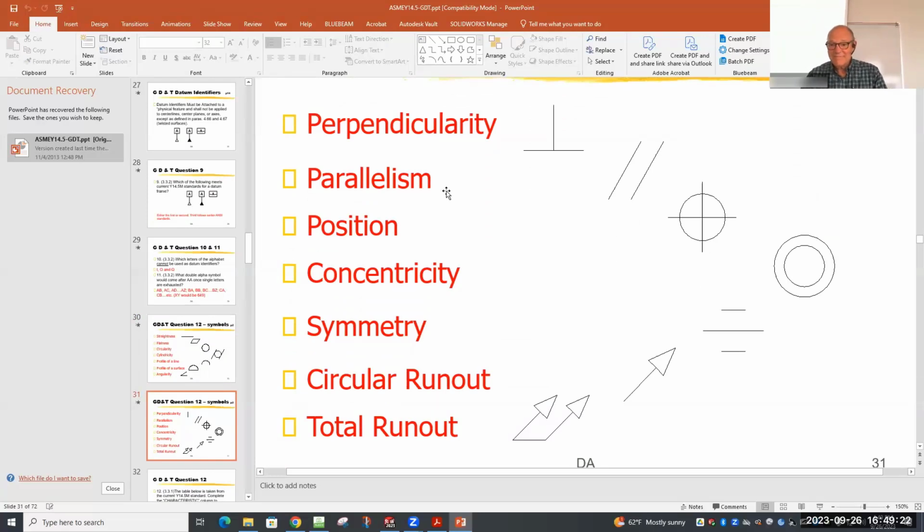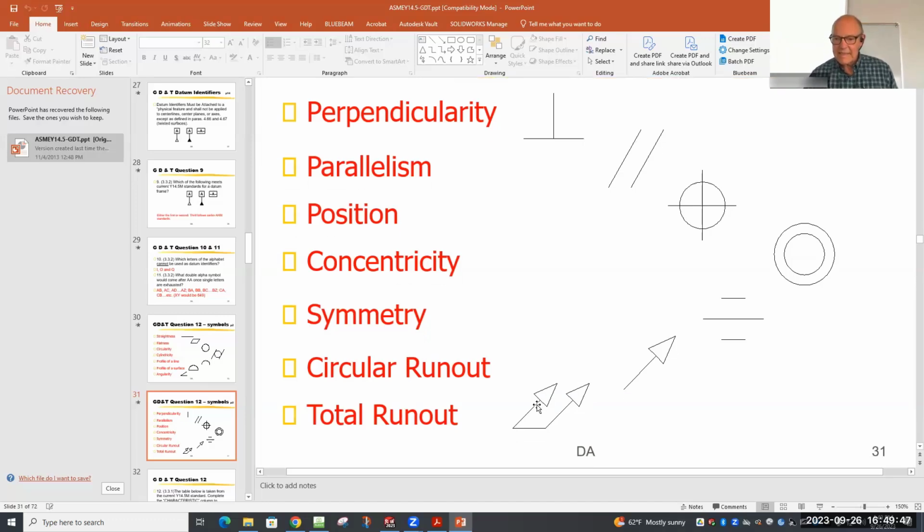Here's some good news. Concentricity, so difficult to control, so difficult to measure. They eliminated it in the latest standard. Symmetry almost also was eliminated because those two were used. People applied them all the time, but they're very hard to measure. And there are better ways to measure what you're really trying to control. So those two things have been removed. Circular runout's one arrow, total runout is two arrows on this now.